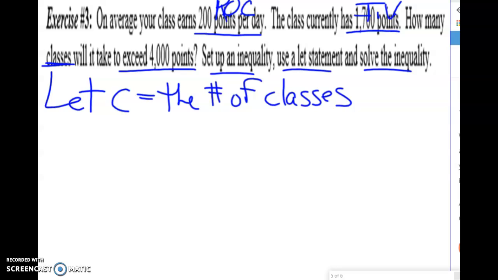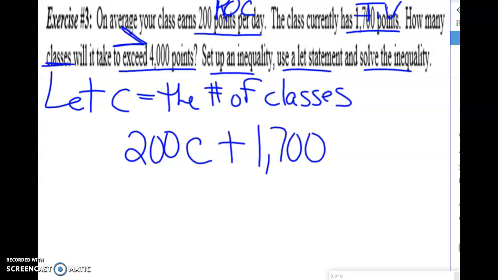And we want to exceed. So that is simply greater than. It's got to be bigger than the 4,000 points. So let's put it all together. 200 points per class. If it's one class, it's 200. If it's 2 classes, it's 400. If it's 3, it's 600. It is just that easy. I got to get you thinking that this is easy, not kind of craziness. And then we had 1,700 points at the beginning, and we want to exceed, which means greater than, 4,000 points.